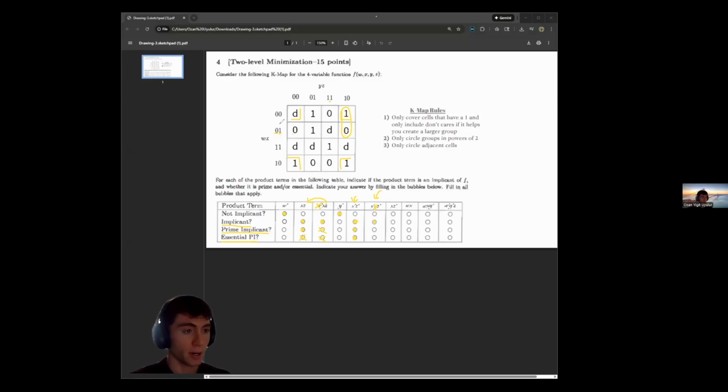So if we look at x prime y z prime, it would be this grouping right here. And we can make it larger into the same group that we determined was an essential prime implicant right here. So basically this means that this is an implicant, but it's not a prime or an essential prime implicant.